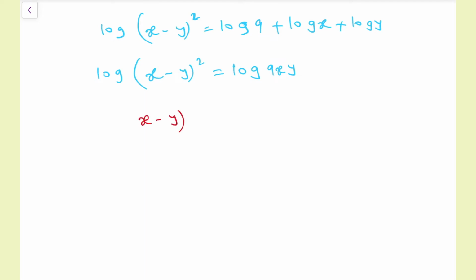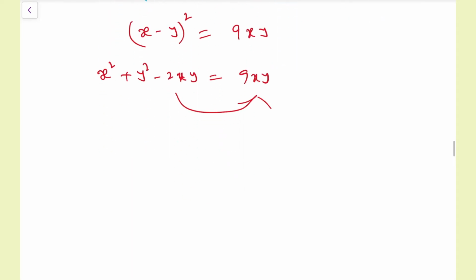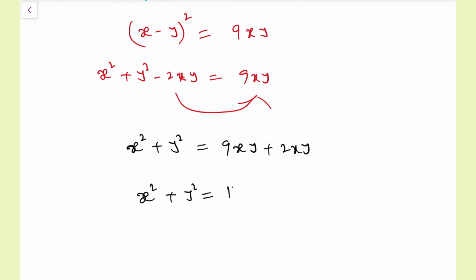That is, (x minus y) whole square equals 9xy. This (x minus y) whole square is in the form of (a minus b) whole square. If we expand it, x square plus y square minus 2xy equals 9xy. Take minus 2xy to the right side, then we will get x square plus y square equals 9xy. Minus 2xy will become plus 2xy. So finally x square plus y square equals 9xy plus 2xy, which is 11xy.